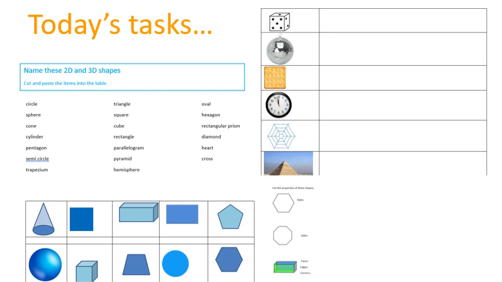Today's tasks are pretty straightforward. The first thing to do is name these 2D and 3D shapes, so you just cut and paste them into the table. And then there's some real life examples, and you just need to name the shape of the 3D object. And then lastly, there's a task where you just list the properties of these shapes, like the example that I just did.